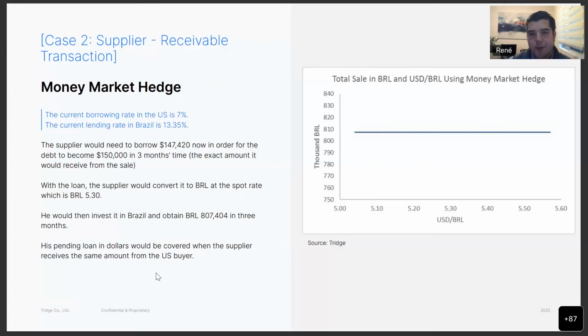So just to be ordered, the money I actually will be getting in 3 months. So let's invest that Brazilian reals I just converted at the spot rate for 3 months' time, and that amount in reals equals 807,404,000 reals. That way I hedge for any volatility in the exchange rates.